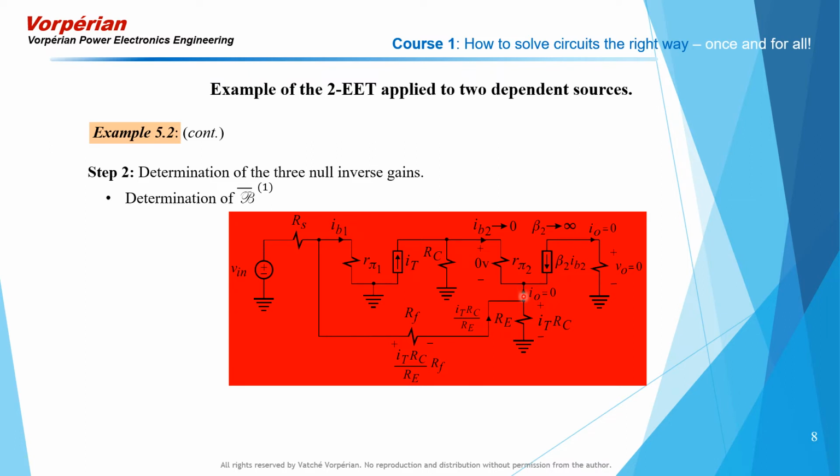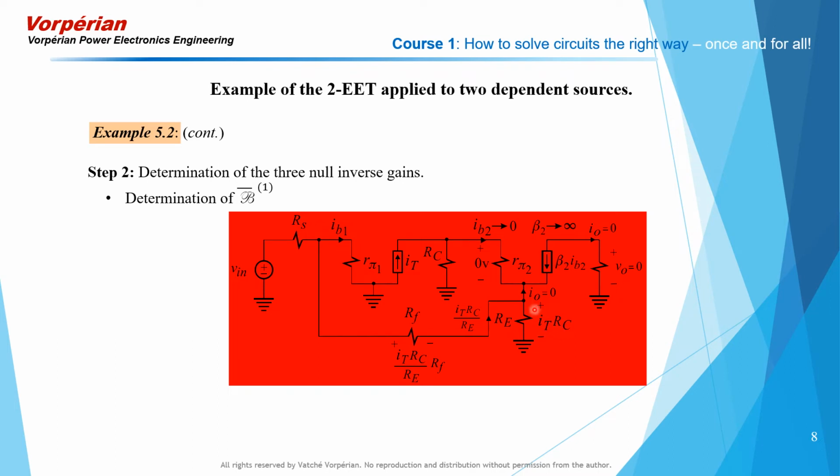Which means that, first of all, the current in the feedback network will have to flow through RE, that's number 1. But with IB2 0, there's no voltage drop across R pi 2. It means that this node and that node are at the same potential. Now, with no current flowing here, the entire test current source IT will flow through RC and create a voltage drop across it, IT times RC, which will appear at this node here across RE.